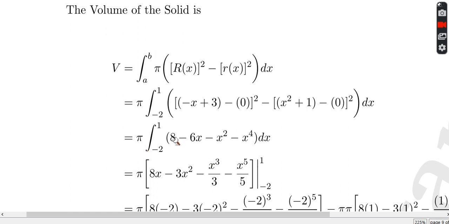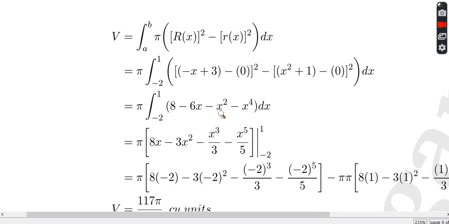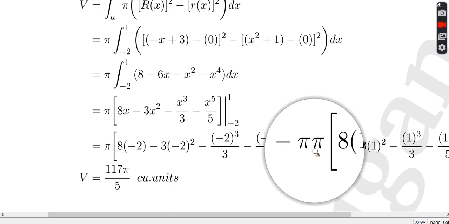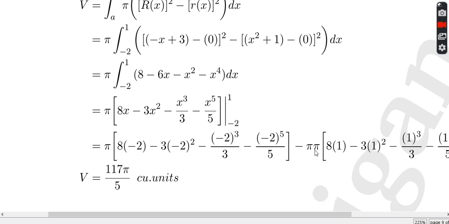Integrating 8 gives 8x. Integrating negative 6x gives negative 3x squared. Integrating x squared gives minus x cubed over 3, then minus the integral of x to the 4th, which is x to the 5th over 5, evaluated from negative 2 to 1. Then you substitute the limits into our integral. By the way, this is a typographical error: pi was written multiple times. It should be only 1 pi. If you simplify this expression, our volume is approximately equal to 117 pi over 5 cubic units.